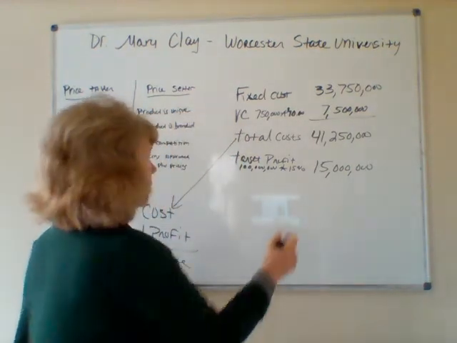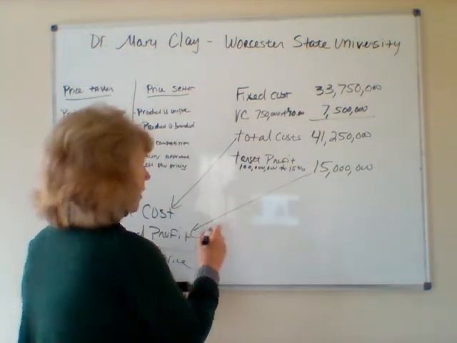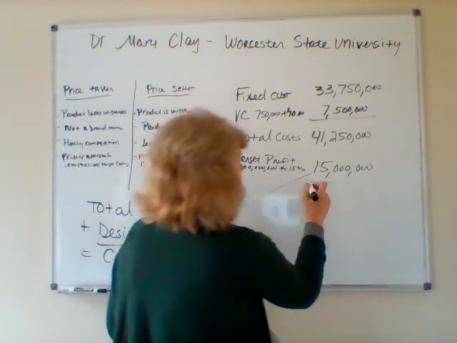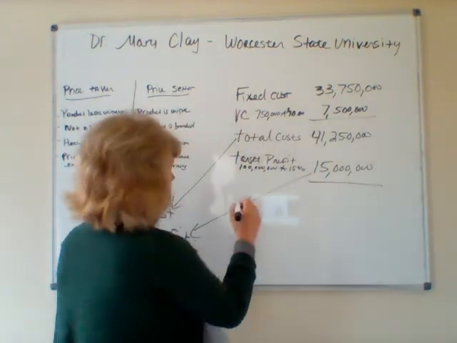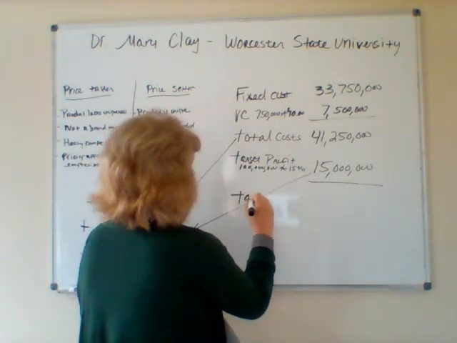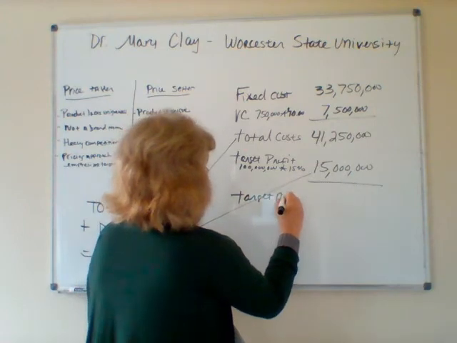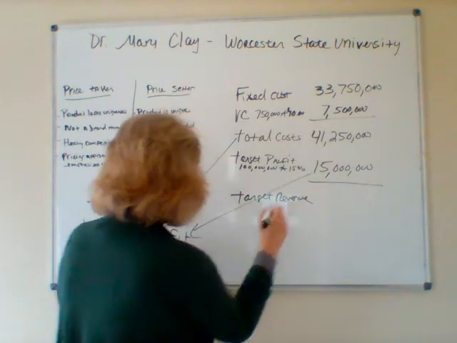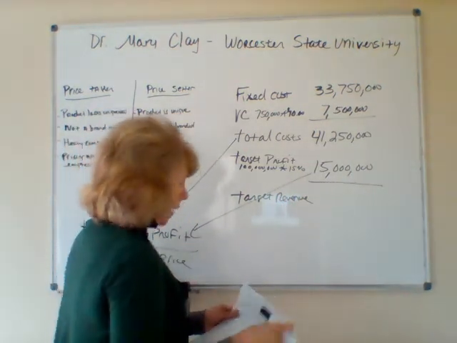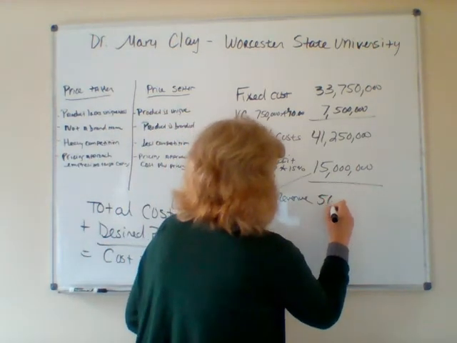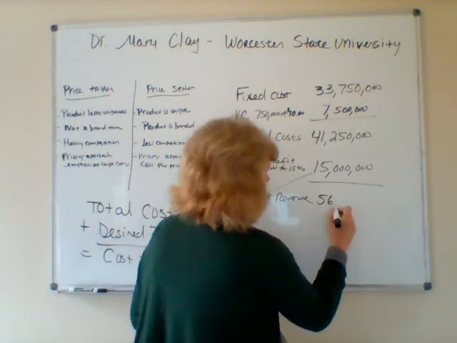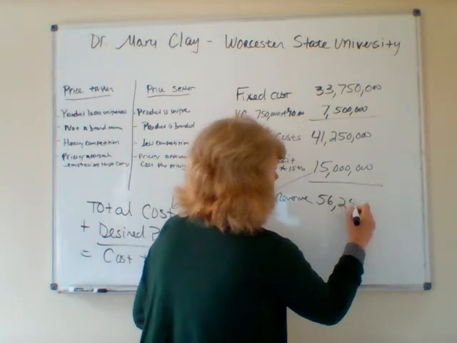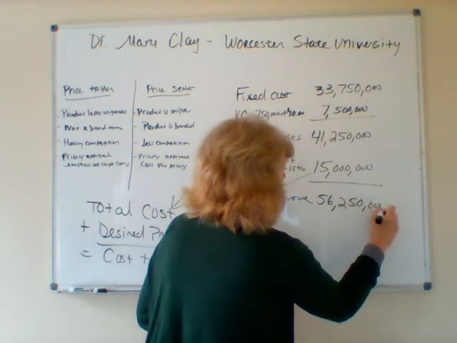Okay, so our desired profit is right here. We just add those two together, and that gives us our target revenue. Okay, so the target revenue is 56 million 250,000. Again, just these two numbers added together.